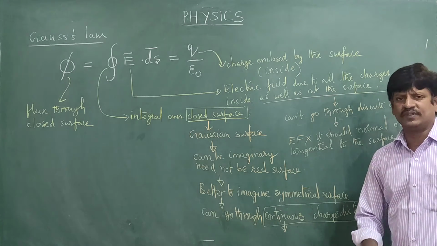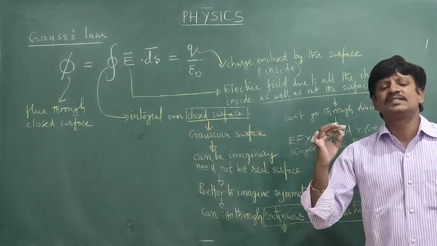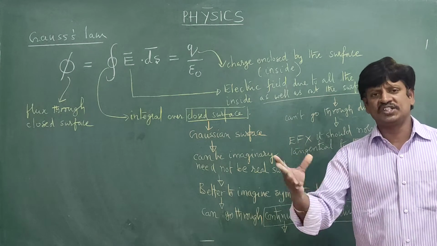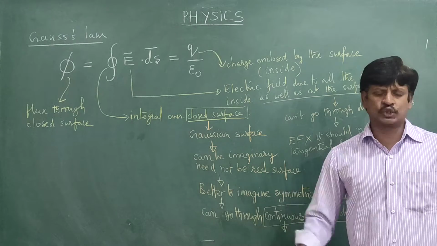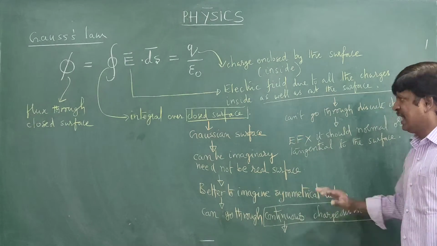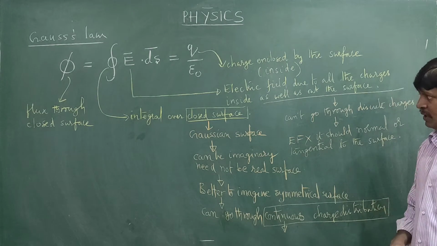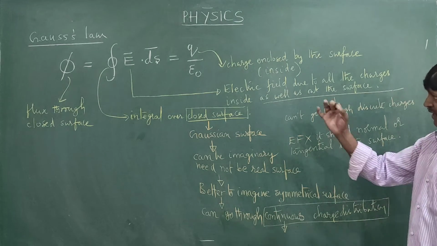Here we have come across one point called continuous charge distribution. Till last class we discussed only discrete charge distribution, like a single charge, 2 charges, 3 charges, 4 charges, 5, 6 and so on. But we have not talked about continuous charge distribution, and after this we will see what is actually continuous charge distribution.